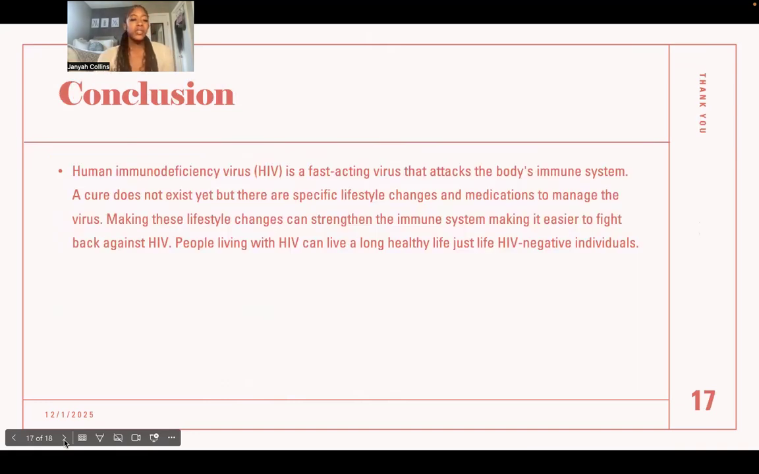In conclusion, I do want to say that HIV is a fast acting virus that attacks the body's immune system. A cure currently does not exist yet, but there are specific lifestyle changes and medications to help manage this virus. Making these lifestyle changes is very important because they can strengthen the immune system, making it easier to fight back against HIV. And people living with HIV can live a long, healthy life just like an HIV negative individual.